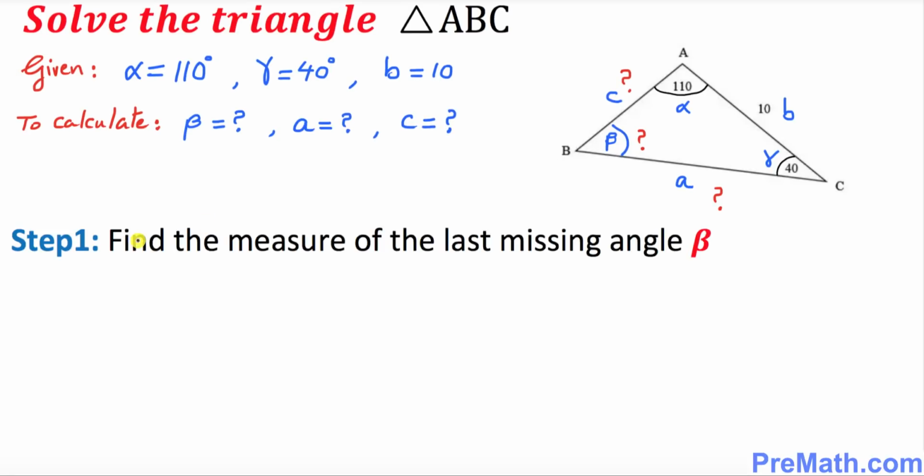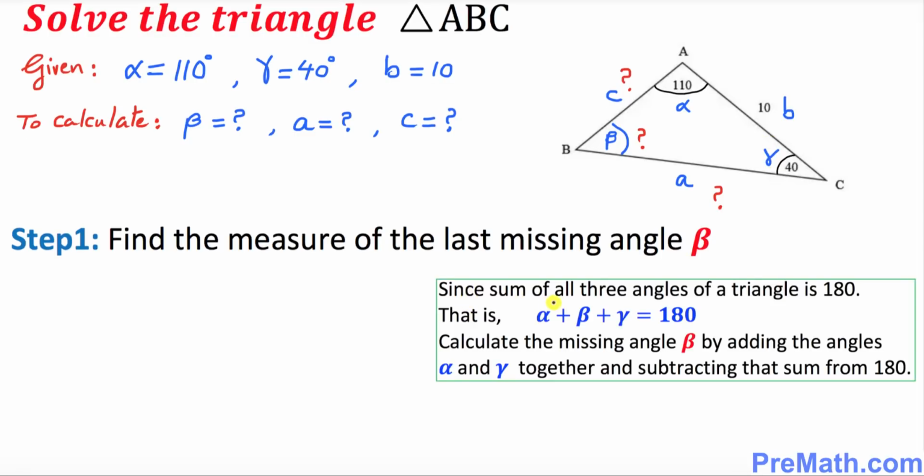So in our very first step, we need to find the measure of the last missing angle beta, as angle alpha and angle gamma have been given. And we know that the sum of the angles of a triangle is always 180 degrees. So alpha plus beta plus gamma, these three angles add up to 180 degrees. We know that alpha equals 110 degrees, we don't know beta, just leave it like this, and gamma is 40 degrees, which adds up to 180.